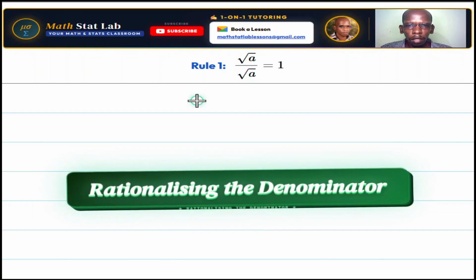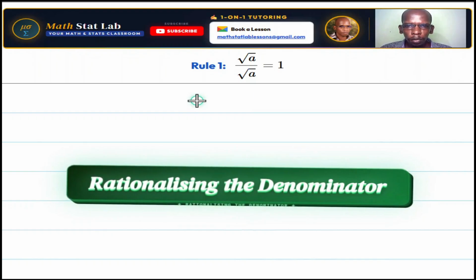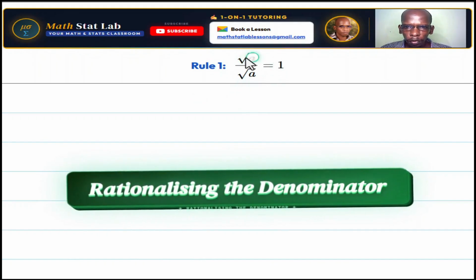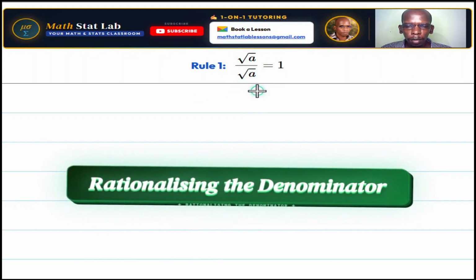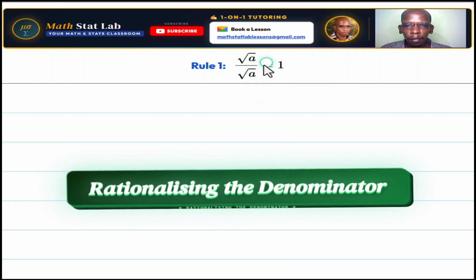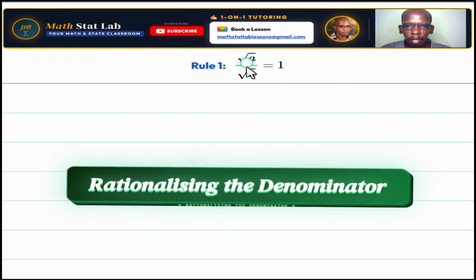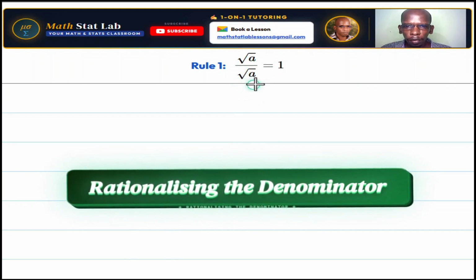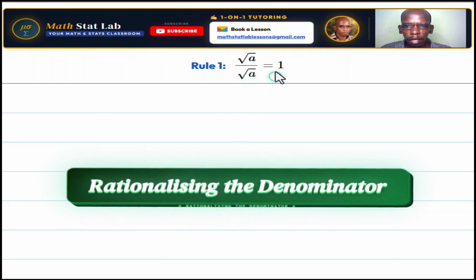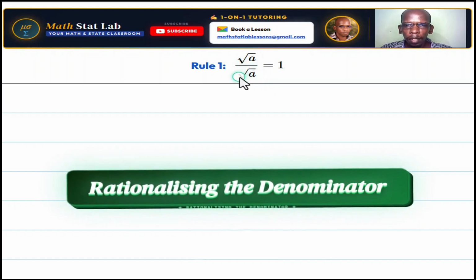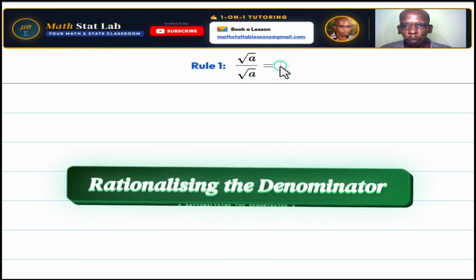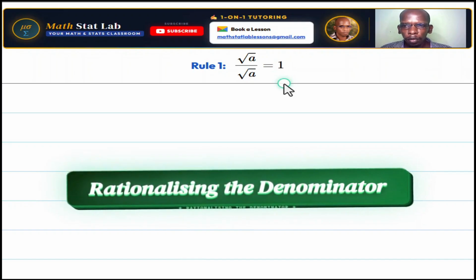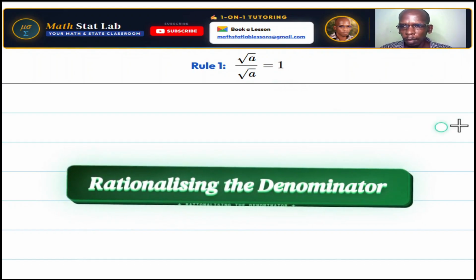To rationalize the denominator, we need to understand the logic of this rule here. What it basically means is, if I have the root of a, assuming it's a surd, and I divide it by the root of a again, it is equivalent to 1. So if I take a surd and divide it by itself, the answer is always 1. Can we justify this rule before we do some examples?